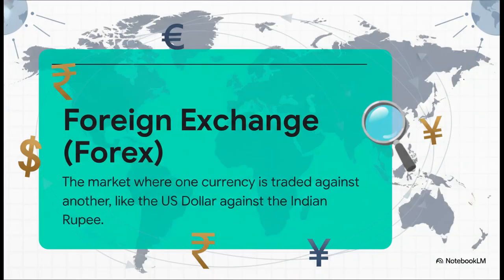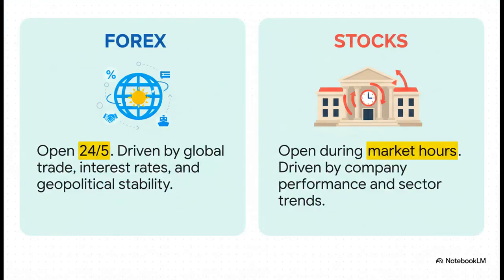So what exactly is being traded here? In Forex, you're always trading one currency against another. You're speculating on whether the value of, say, the US dollar will rise or fall compared to the Indian rupee, or the euro, or the Japanese yen. It's always a pair.